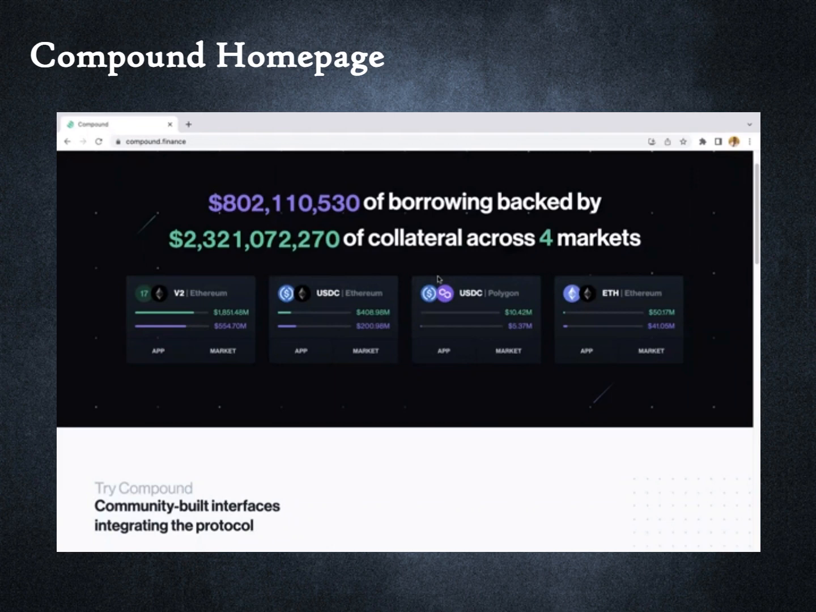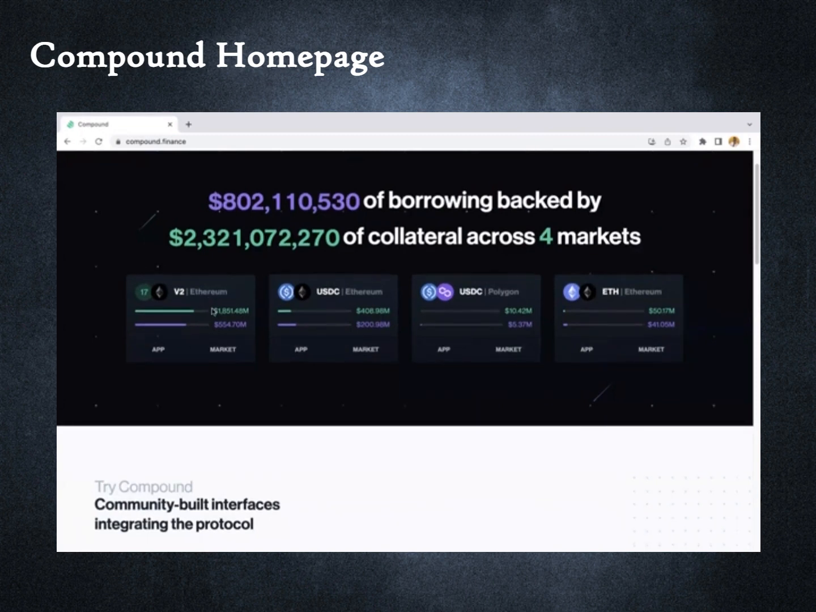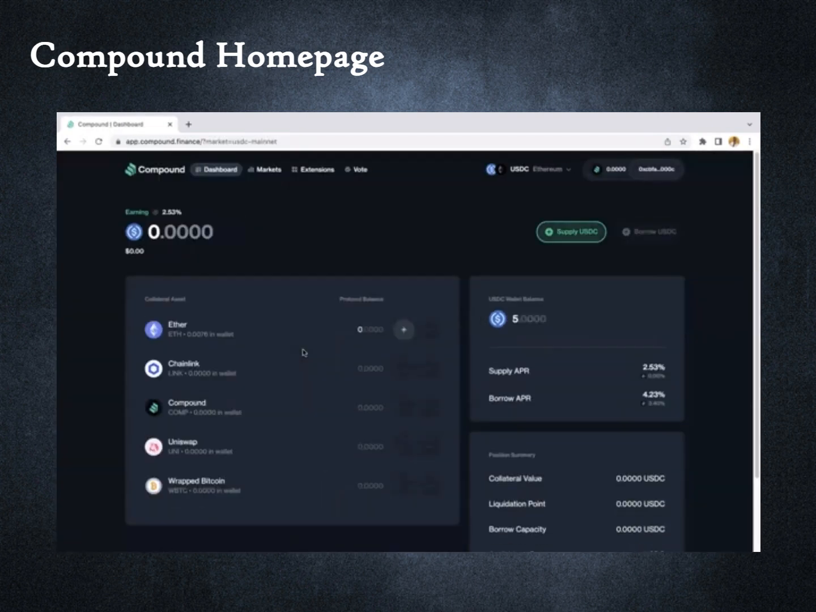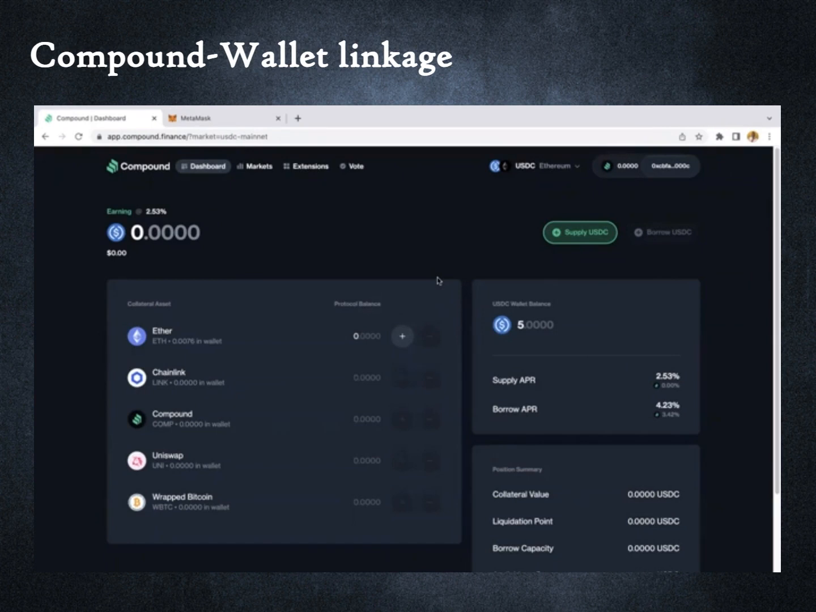You can see the amount of borrowing is $802 million and is backed by nearly $2.3 billion of collateral. We also see that the borrowing and collateral is spread over 4 markets. The first market is the outstanding collateral and borrowing on the older version of Compound called V2. In this lesson, we will focus on the most current version as of the time this content was created, which is V3. I will click on the app icon of V3, which will transport me to the Compound app. Let us carefully look at this app.